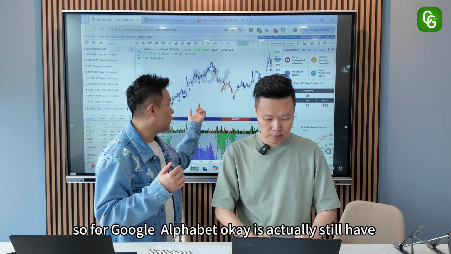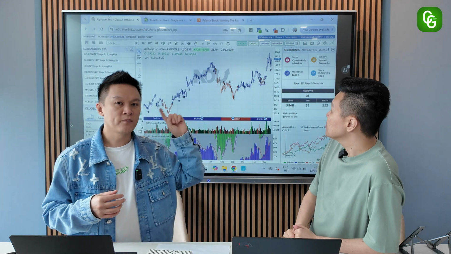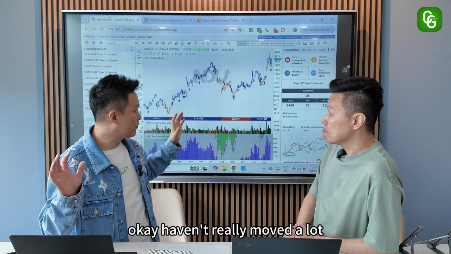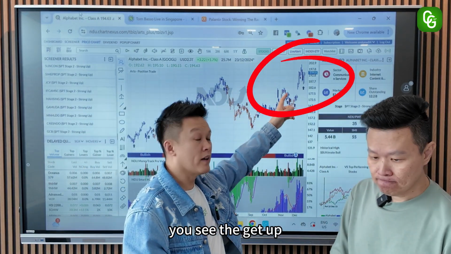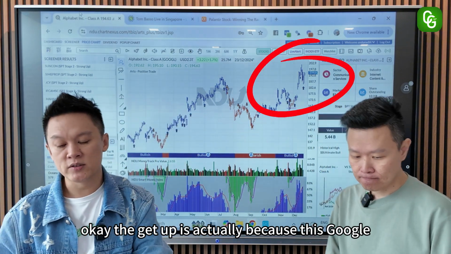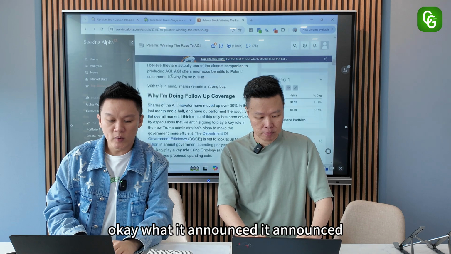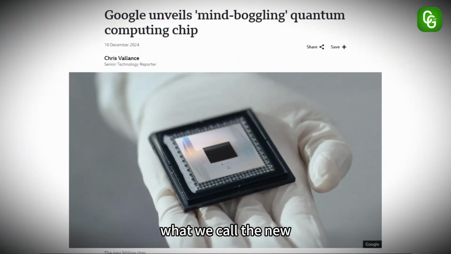So for Google, Alphabet, it actually hasn't really moved a lot. But the most important thing is that in the last part here, you see the gap up. The gap up is actually because Google announced something. What did it announce? It announced what we call the new quantum computing chips.